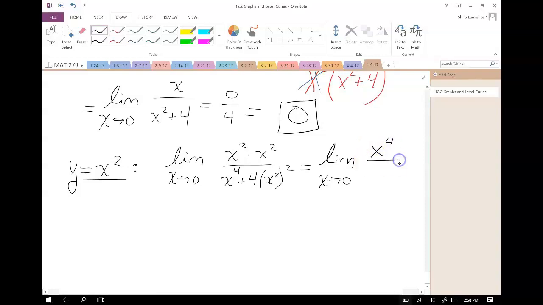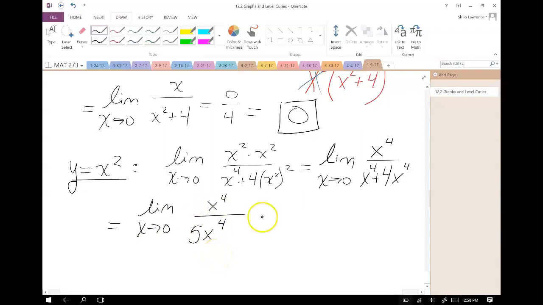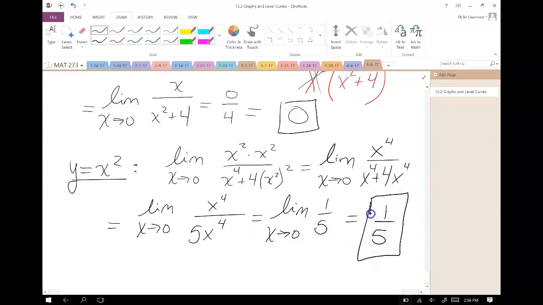So this is x to the 4th in the top, x to the 4th plus 4x to the 4th in the bottom, which is really 5x to the 4th. And those x to the 4ths can cancel. What's this limit? 1/5. We found a different path that gives a different answer. That means at (0, 0), there is a gap in this graph, which means the limit does not exist.